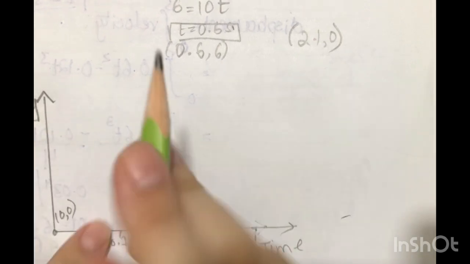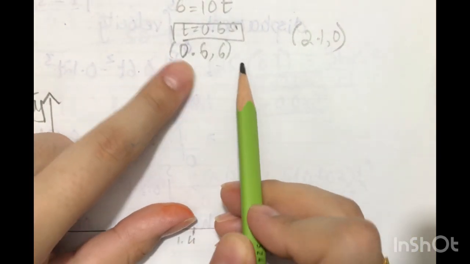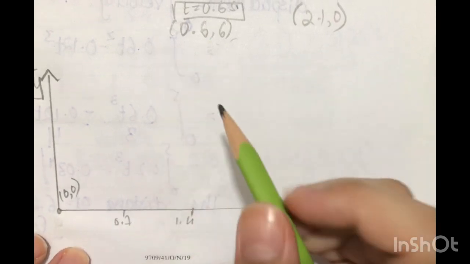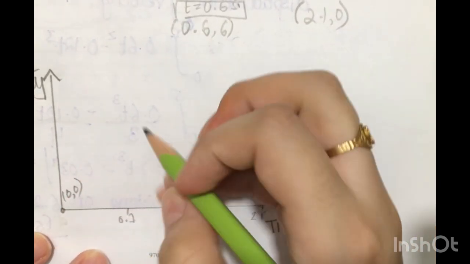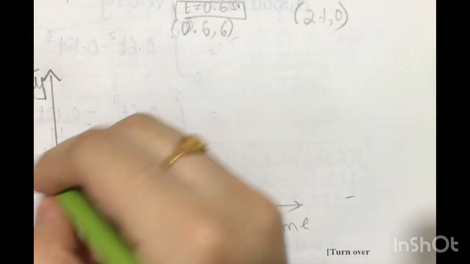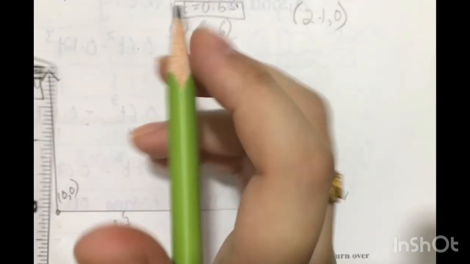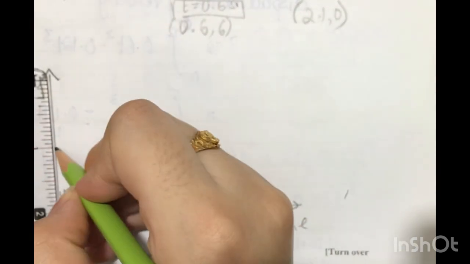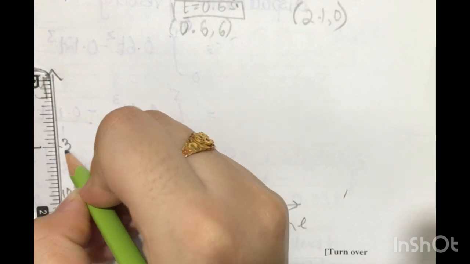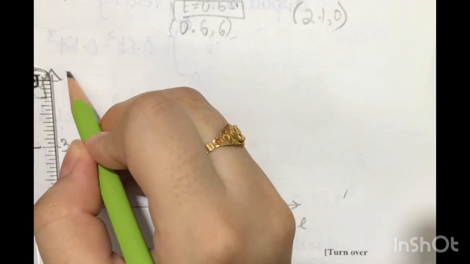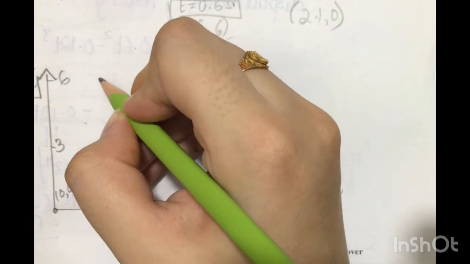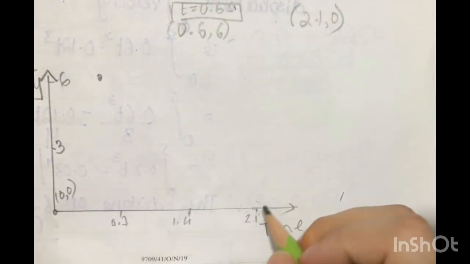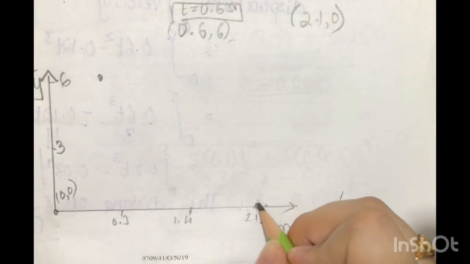At 0.6 we have velocity 6. So 0.6 will be about here, close to 0.7. So we can make 1 inch over here, 3, and this becomes 6. So at 0.6 the velocity is 6, and then at 2.1 velocity is 0 again.